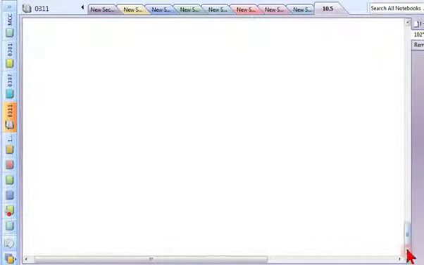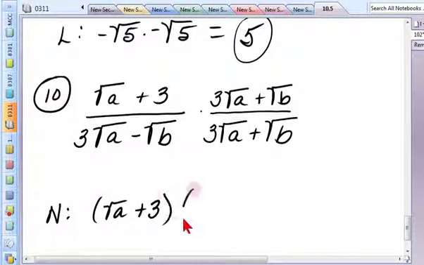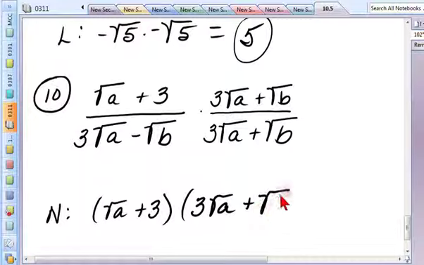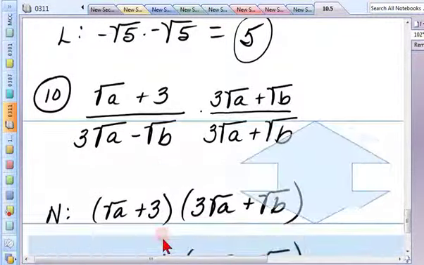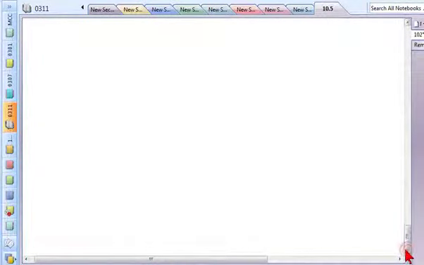All right, I'm going to scoot down. Well, hopefully not too far. Well, I'll do it here and then I'm going to move it. Scoot down on your paper if you're taking notes. I can add lines here in just a second. The numerator. I have the square root of a plus 3 times 3 square root of a plus square root of b. This is just the numerator.